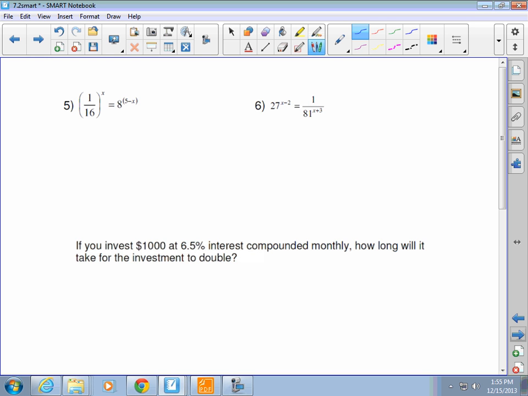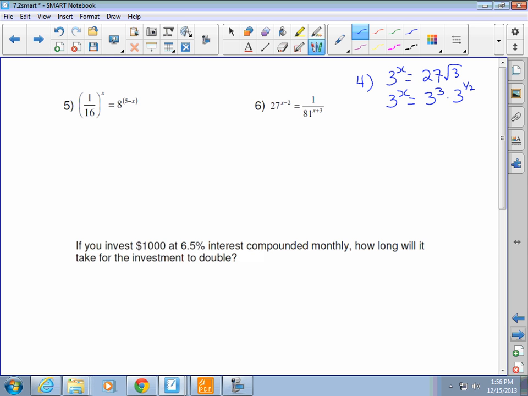Example 4, I'll put here. 3x is equal to 27 to the square root of 3. So 3x is equal to 27, which is the same as 3 to the power of 3, and the square root of 3 is the same as 3 to the 1/2. Because remember, a power that is a fraction means that it's going to be a root, and whatever is in the denominator is whatever goes in the index there.